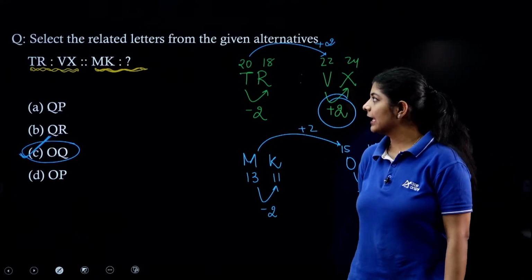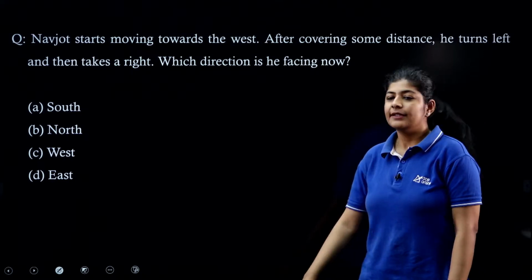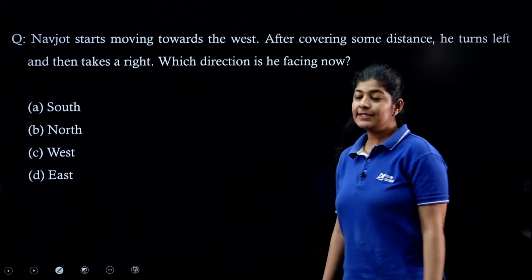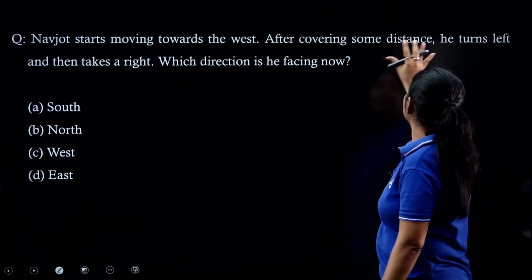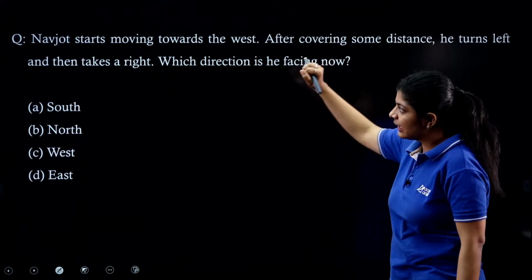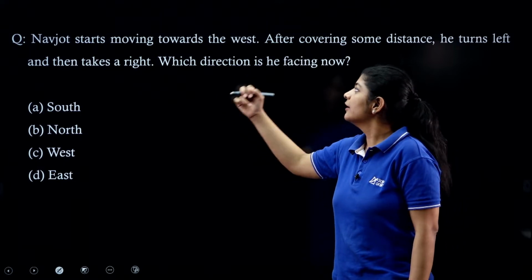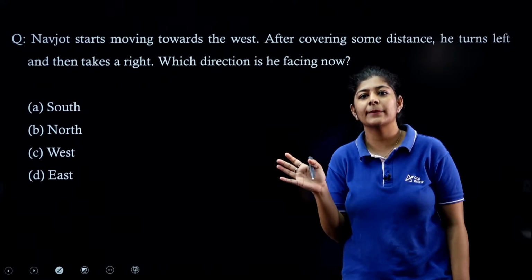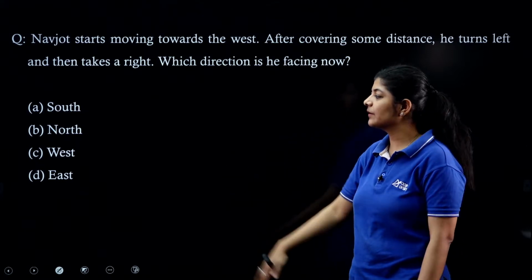Next. The next question says that Navjot starts moving towards west. After covering some distance, he turns left and then he takes a right. Which direction is he facing now? This is a very simple question. There is no requirement of using pen and paper. You can easily get the answer.